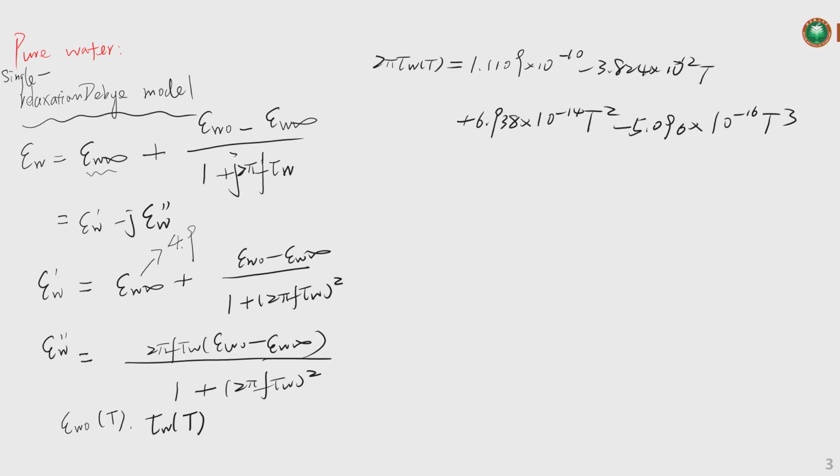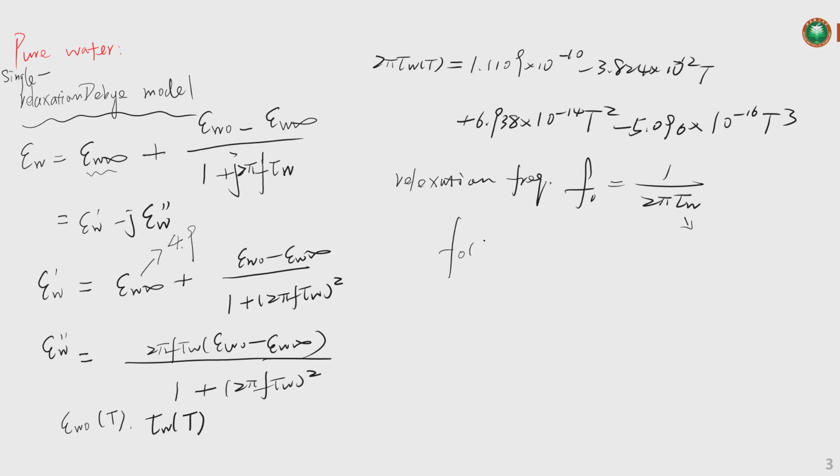So as we said, the relaxation frequency is related to the relaxation time, all right? So for the relaxation frequency, f0 can be expressed as f0 equals 1 over 2 pi tau w, and this is the relaxation frequency, because the relaxation time is temperature dependent.